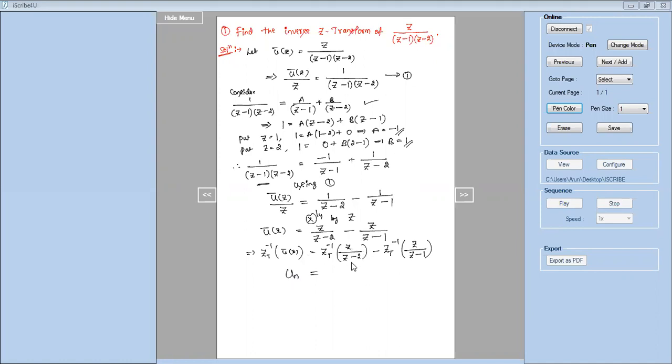See, this looks like, see this term. So ZT inverse of z by z minus k. Now what is ZT inverse of z by z minus k? What is the formula? What is the inverse of z by z minus k? What is the z transform of k power n?